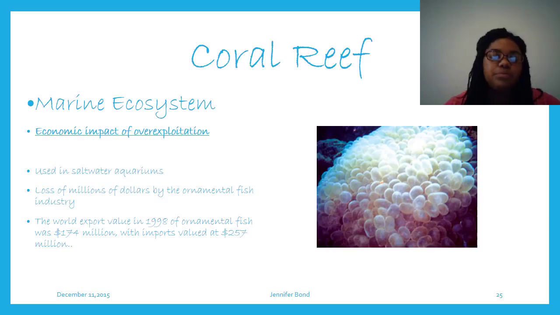Coral reefs have been known to be used in saltwater aquariums. There's a loss of millions of dollars by the ornamental fish industry. The world export value in 1998 of ornamental fish was 174 million, with imports valued at 257 million. Just about every pet store that you go into that carries saltwater fish carries coral reefs. So this is also a very widespread issue.